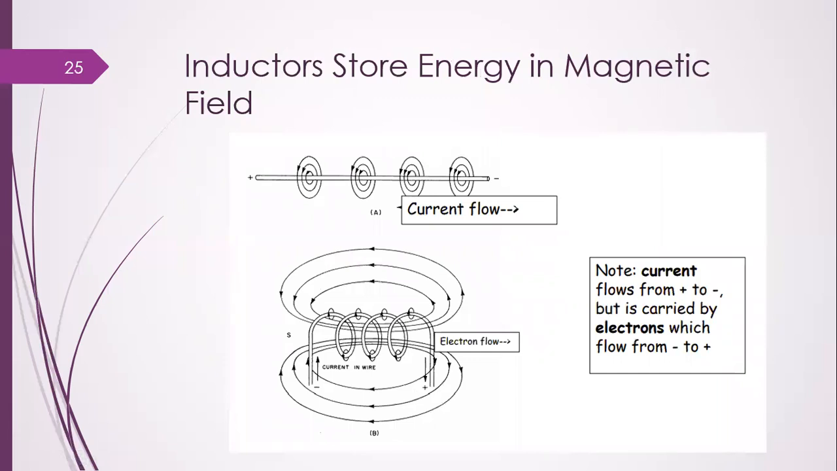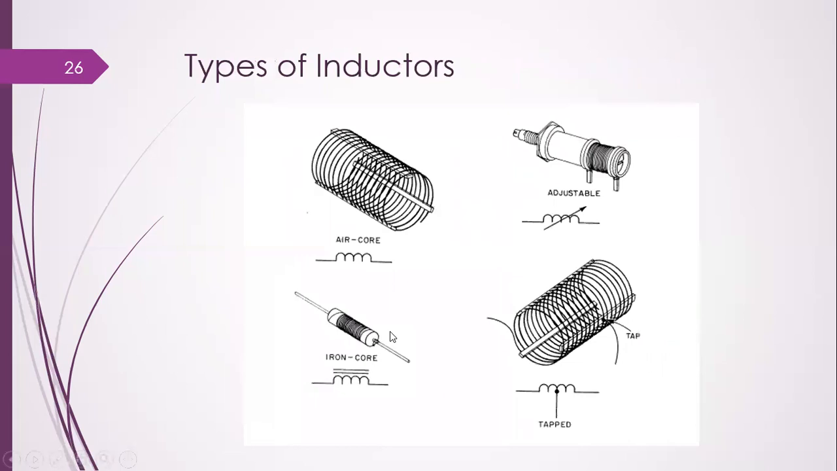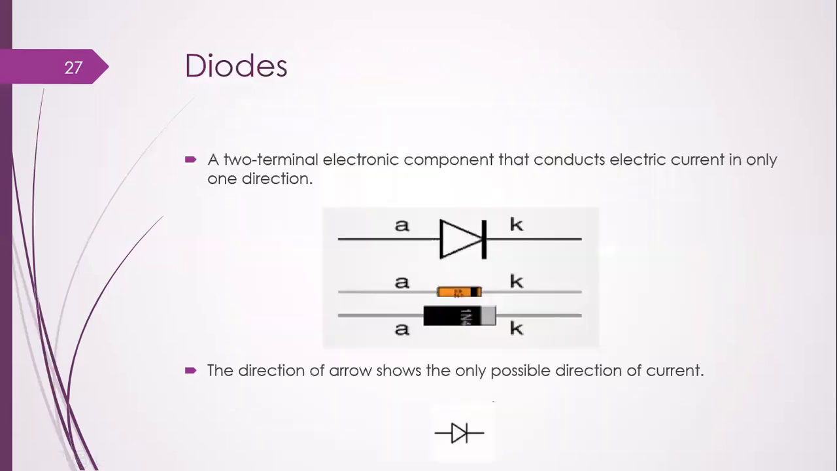Inductors store energy in a magnetic field. We discussed these two concepts: the current flows through the conductor, and the magnetic field looks like this. And if we transform the conductor into a number of turns, then the magnetic field will look like this. So this is the formation of an inductor, and the magnetic field penetrates the inductor, which is wire wound. So types of inductors: air core, adjustable, iron core, tap type of inductors we also discussed.